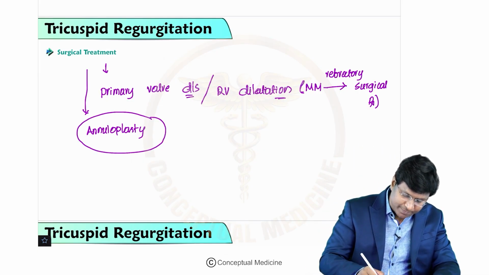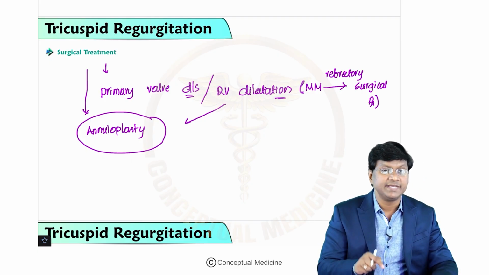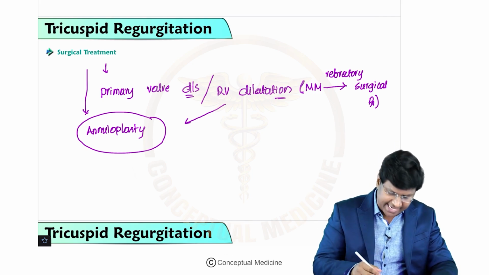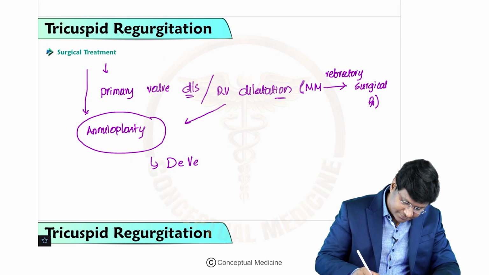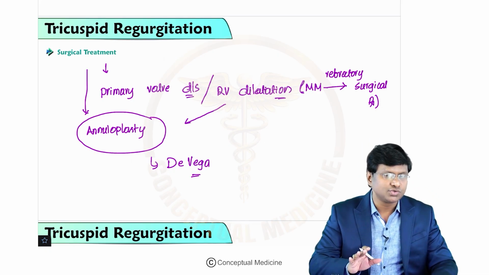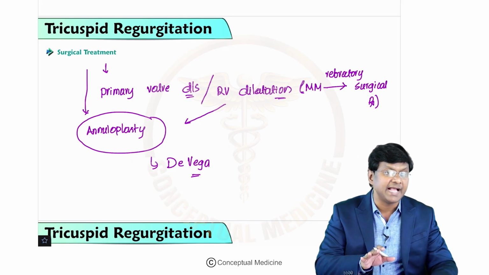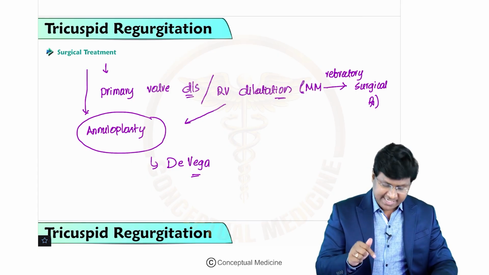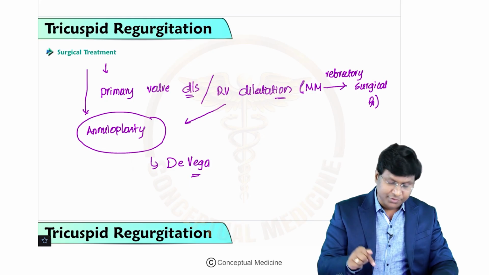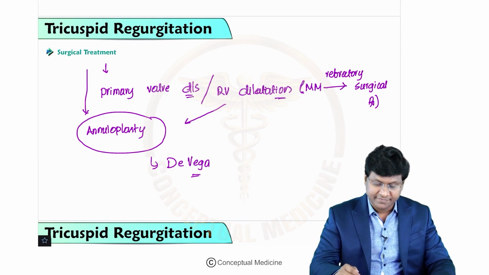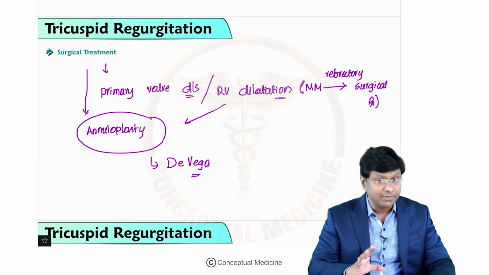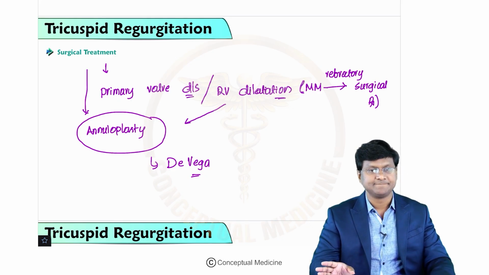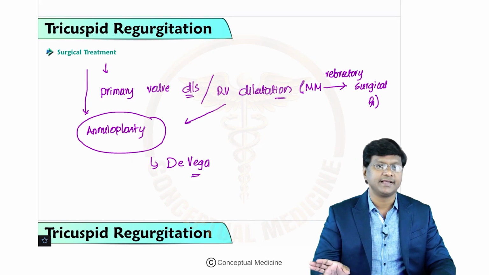So you need to do what is called annuloplasty, repair of the annulus, without insertion of a prosthetic ring. This is called de Vega annuloplasty, which is considered effective in reducing the tricuspid annular dilatation. So surgical treatment is for primary valve disease as well as for secondary disease due to right ventricular dilatation. Here we give medical management first, but if the individual is refractory, then we do the surgical treatment: annuloplasty, repair of the tricuspid valve annulus.